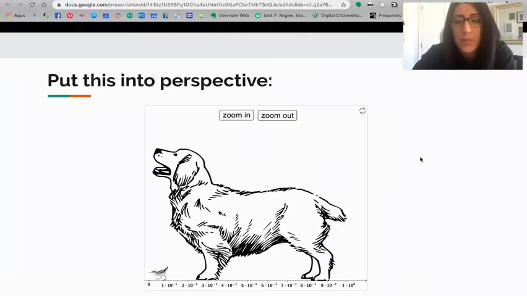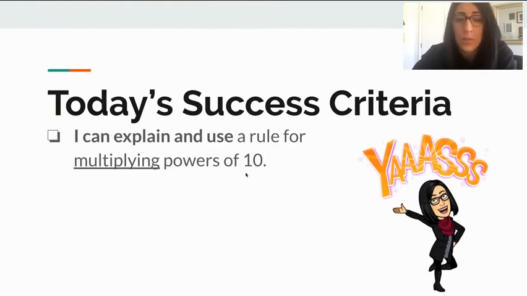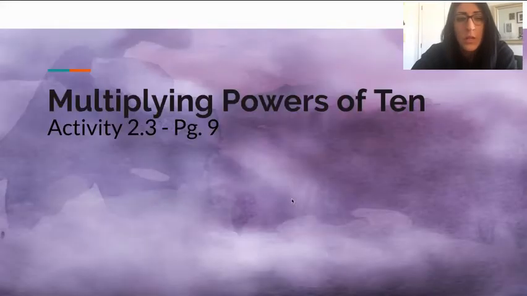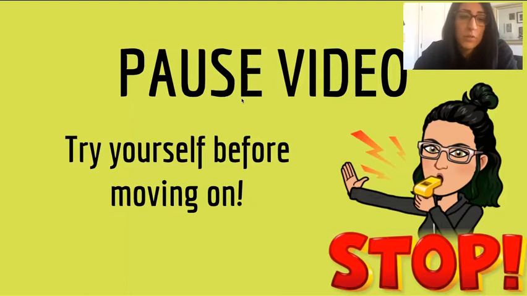So let's go back here. And again, our success criteria is to be able to explain and use a rule for multiplying powers of 10. So we're slowly making our way there to develop that rule. So in this last activity, multiplying powers of 10, we have a table and you see it's showing an expression column, an expanded column, and then a single power of 10. You're going to complete the table to explore these patterns in the exponents when multiplying powers of 10. You may skip a single box in the table, but if you do, be prepared to explain why you skipped it. So at this point, pause your video, try it yourself, and then come join back to see what happens.